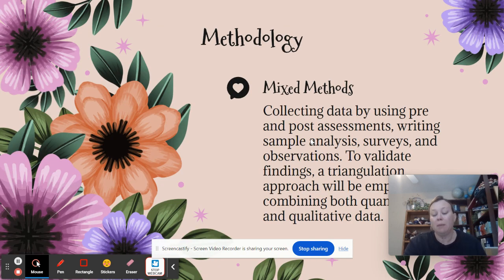So moving on to my methodology. So basically, long story short, I would use mixed methods. I would collect data by using pre and post assessments. I want to see what their writing looks like before, in the middle, during, and after, and so on. I want to have writing sample analysis, surveys, and observations. And to validate all of my findings, I want to triangulate my approach and combine both quantitative and qualitative data.